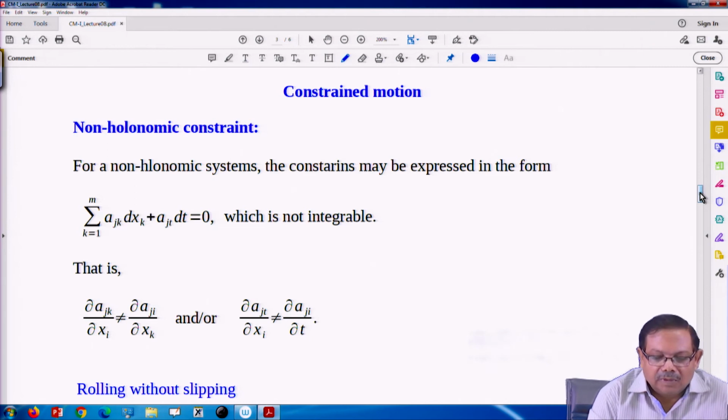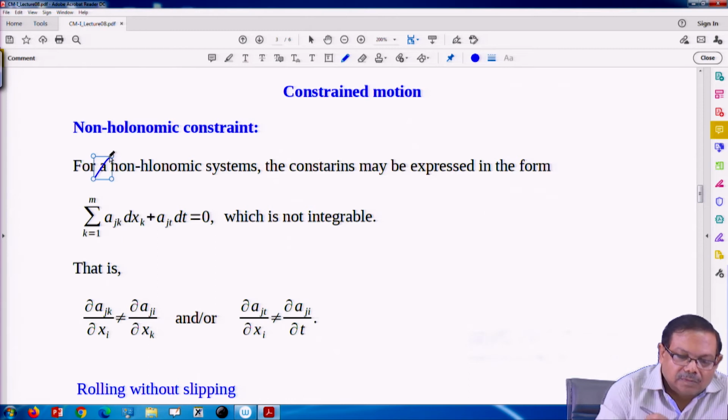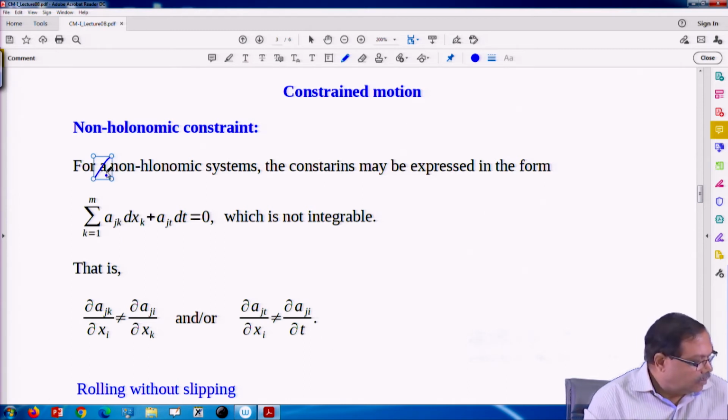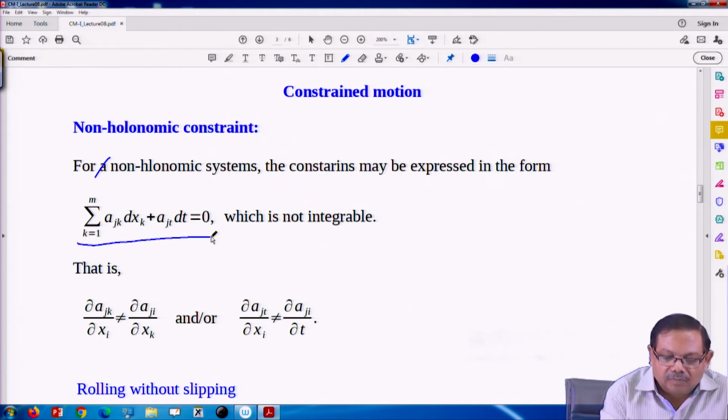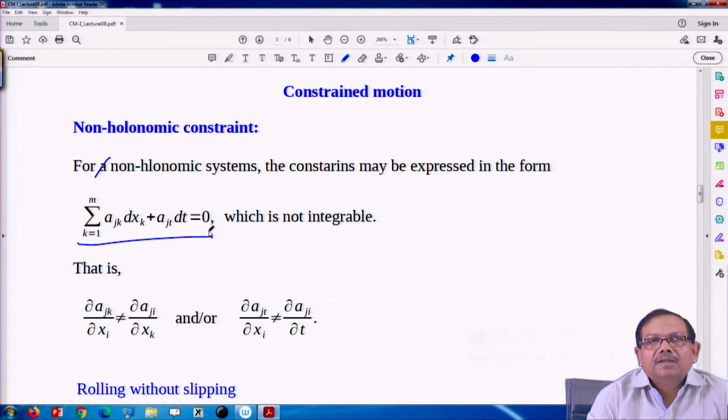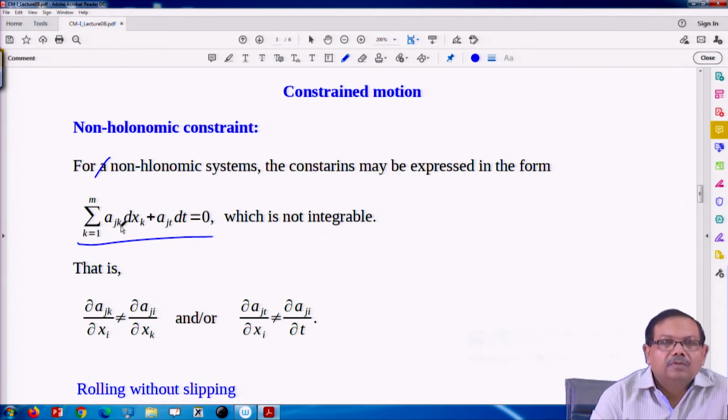For a non-holonomic system, the constraint may be expressed in differential form, but we may not be able to integrate. So, from here we cannot write a function which depends on different coordinates or generalized coordinates and time that equals 0. So, I cannot integrate.